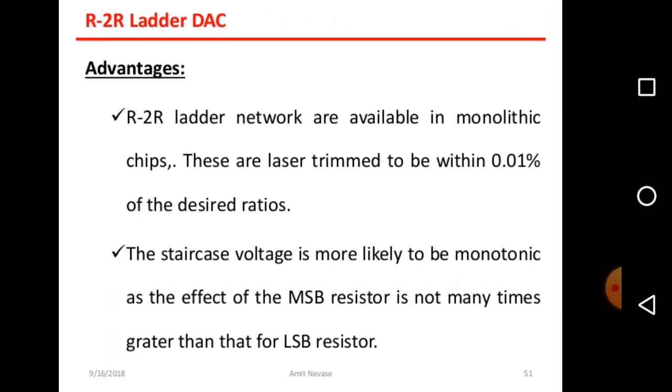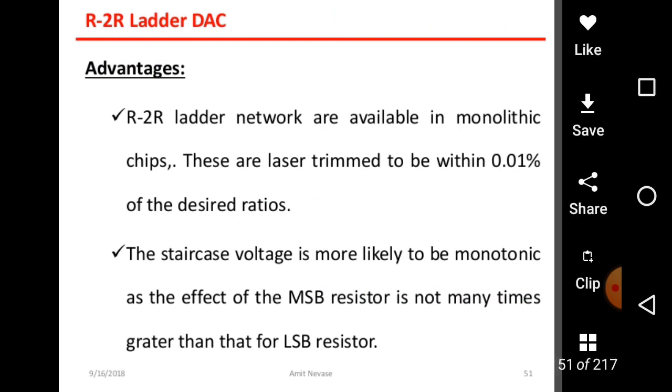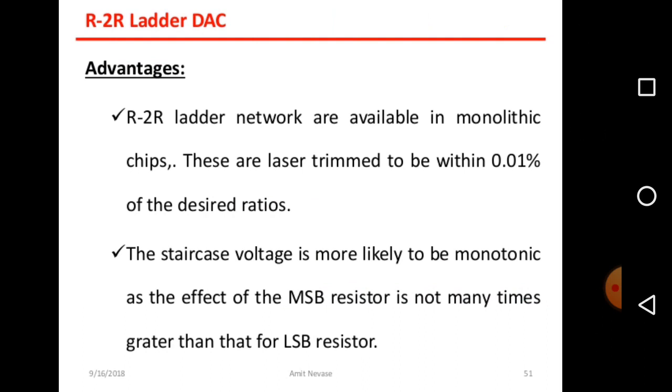Next, R-2R ladder networks are available in monolithic chips. These are laser trimmed to be within 0.01% of the desired ratios. The staircase voltage is more likely to be monotonic, as the effect of the MSB resistor is not many times greater than that of the LSB resistor.